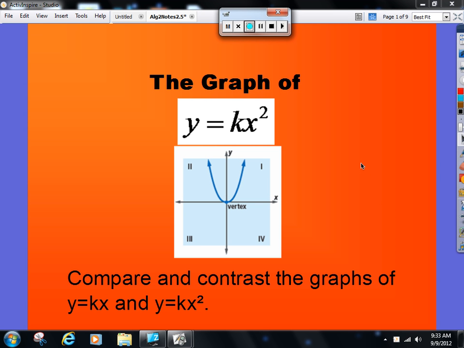Howdy, howdy. This is section, which I didn't even write down, 2.5, the graph of y equals kx squared. It should be amazing and exciting in every way.